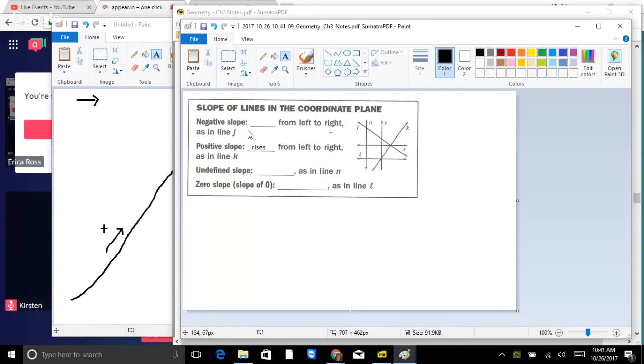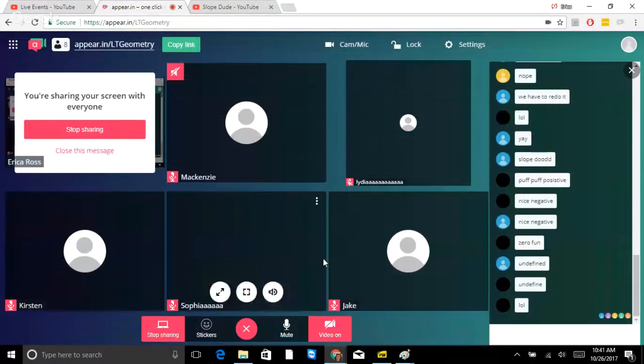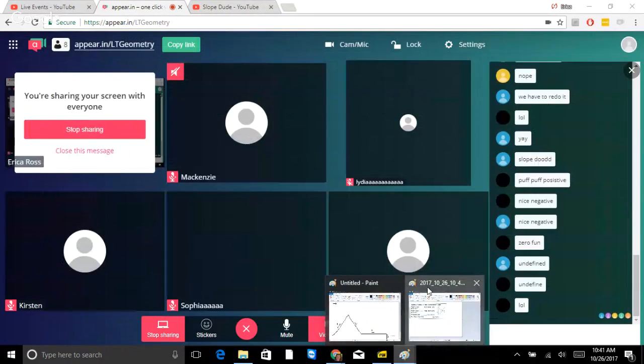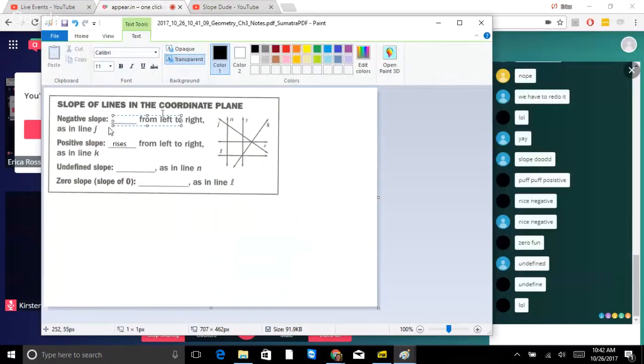Okay. Our negative slope, nice, nice negative, right? Yes, your negative slope is J. And that's going down the hill. So it's falling down the hill. It's skiing down the hill.